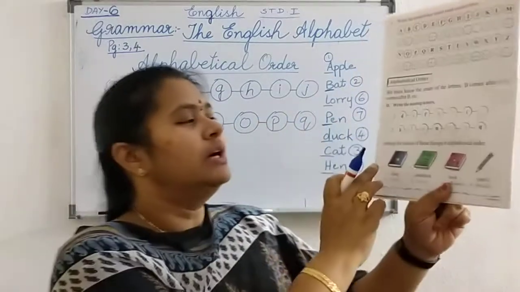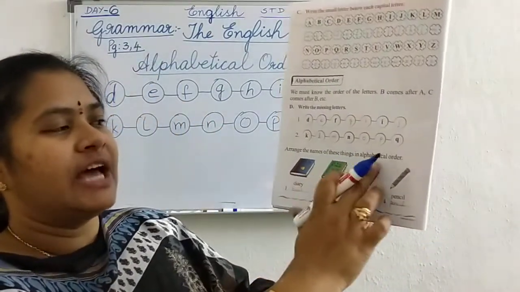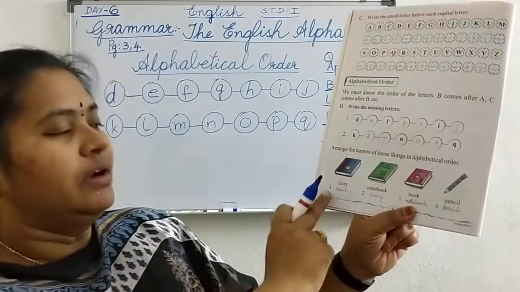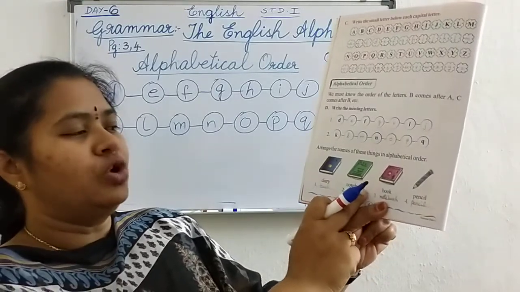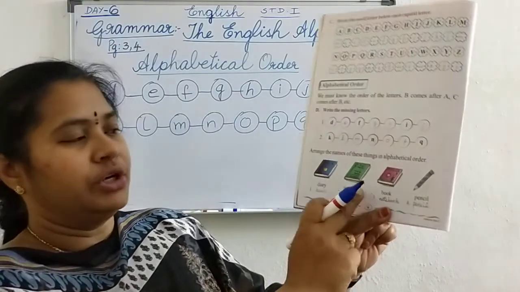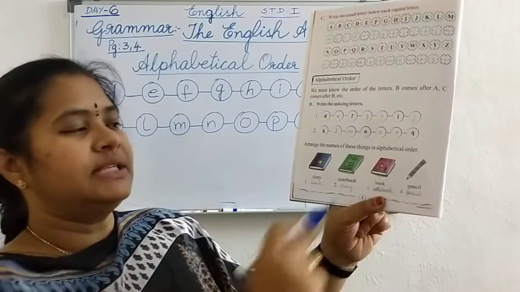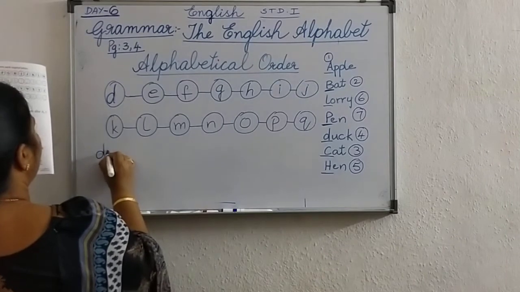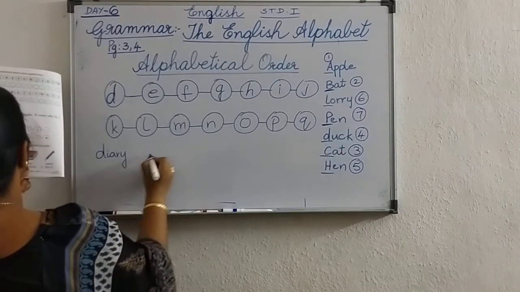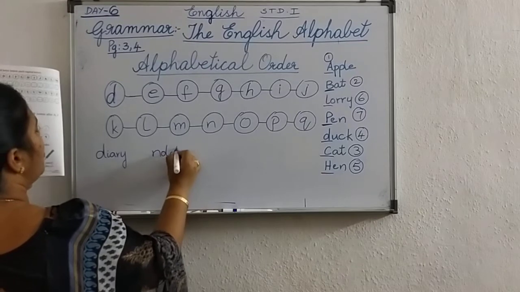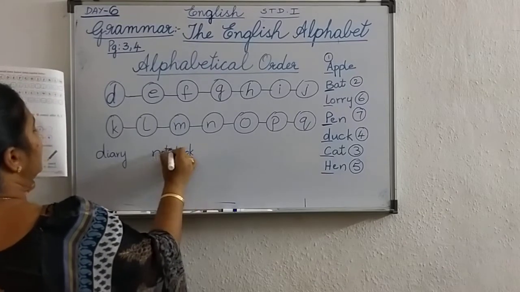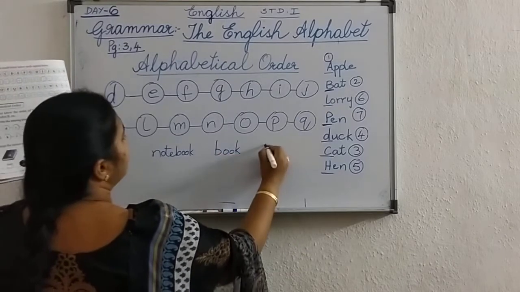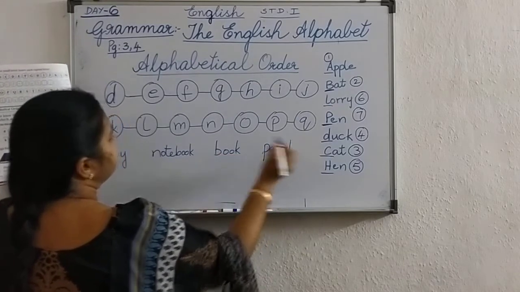Yes. Now here, arrange the names of these things in alphabetical order. Now diary, D-I-A-R-Y. Diary, N-O-T-E, note, B-O-O-K, notebook, B-O-O-K, book, P-E-N-C-I-L, pencil. Now here, D-I-A-R-Y, first word, diary. Second word is notebook. What is the second word? Notebook. Third word is book and next one is pencil.